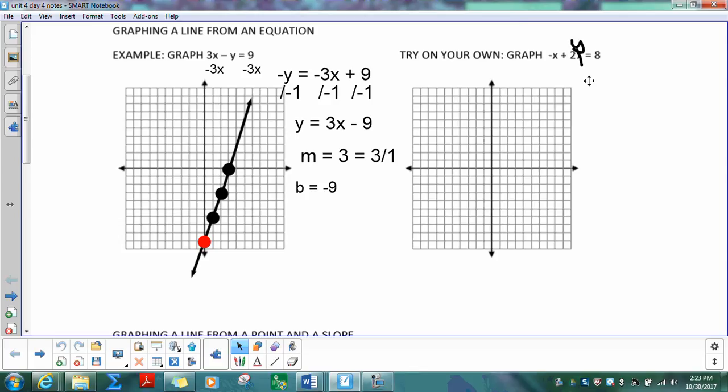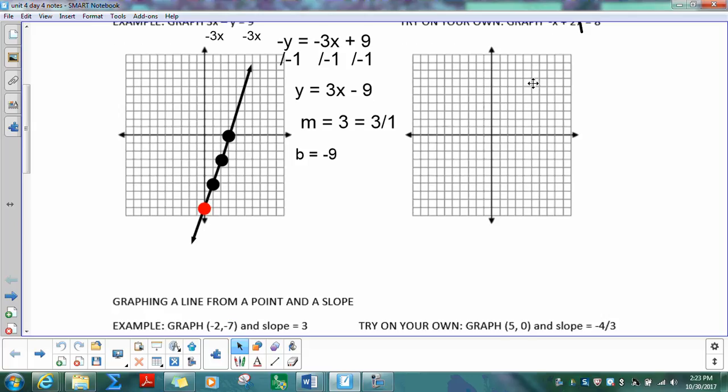Okay? So you're going to try this one on your own. But before I forget, that 7 is supposed to be a y. It might already be fixed on yours, might not. Go ahead and give it a look. So it should be negative x plus 2y equals 8. Try that on your own. We will go over this next class.